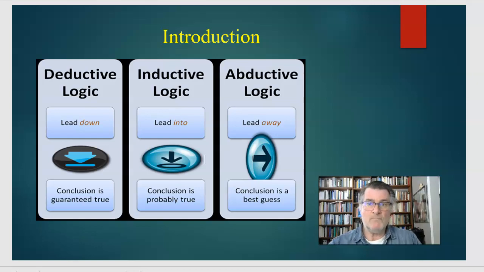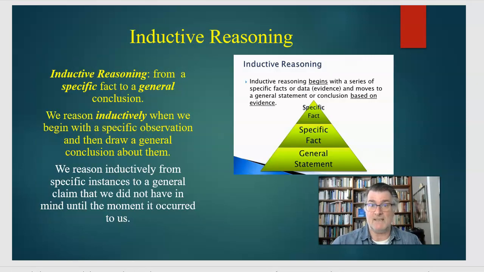Now, the third one, abductive logic, is kind of an interesting one because it has to do with following our hunches. And what we have is a kind of conclusion as a best guess. Now, that doesn't mean that it's a shot in the dark and it literally has no bearing in reality. It's what's called a good guess. That's literally what it is.